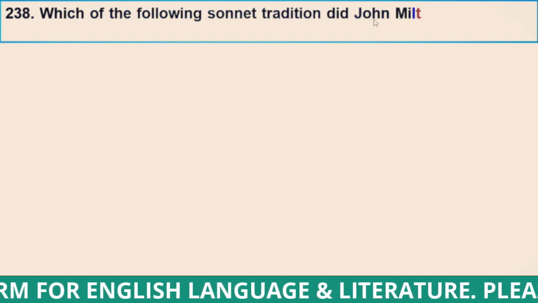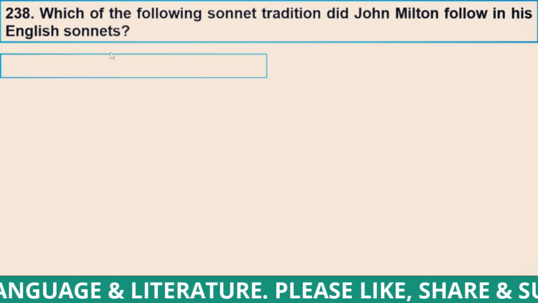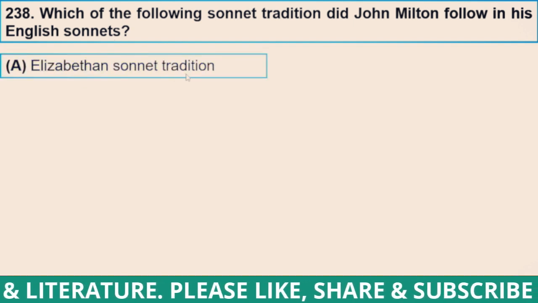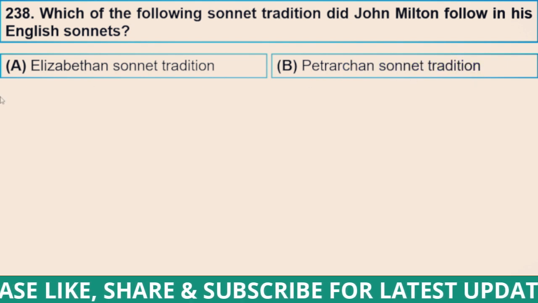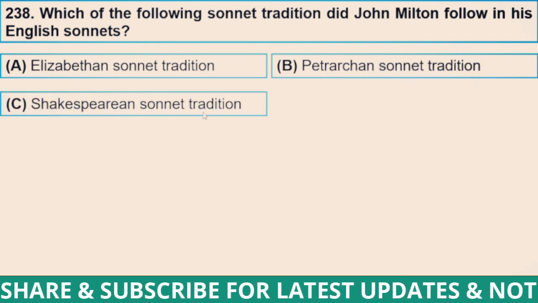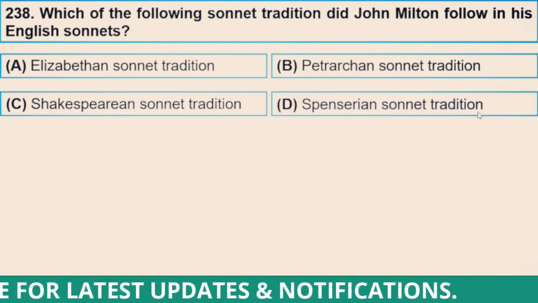Which of the following sonnet tradition did John Milton follow in his English sonnets? Option A, Elizabethan sonnet tradition. Option B, Petrarchan sonnet tradition. Option C, Shakespearean sonnet tradition. And option D, Spenserian sonnet tradition.